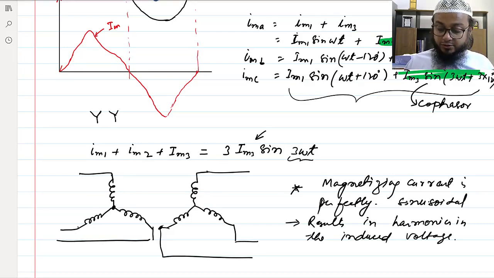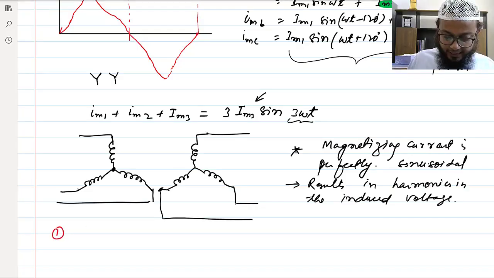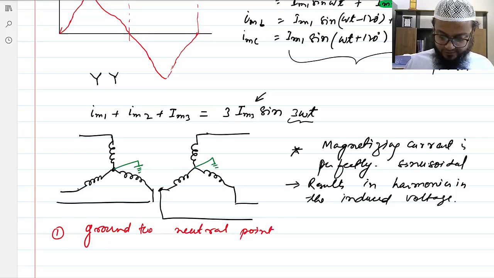If we want to, then what are the solutions? There are two solutions. Either we ground the neutral point. That means this is actually grounded. Either side will also work. So, ground the neutral point.